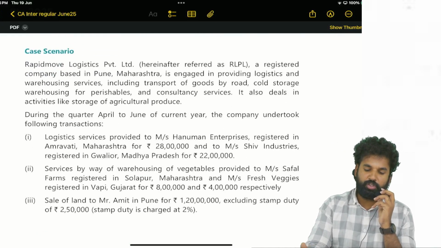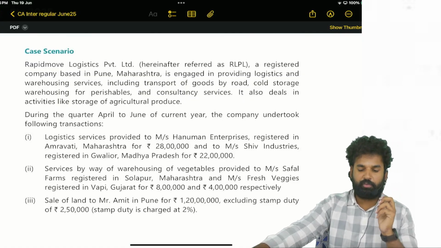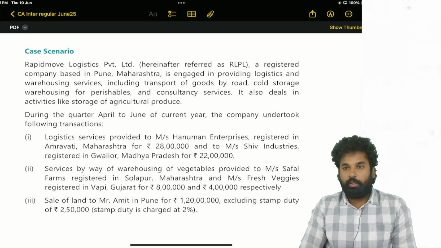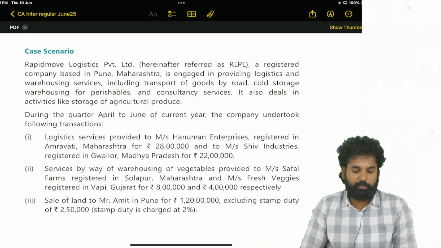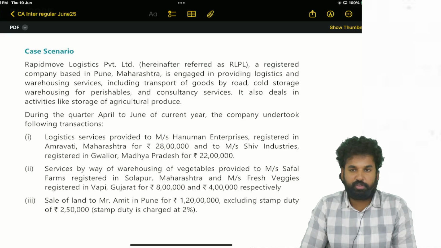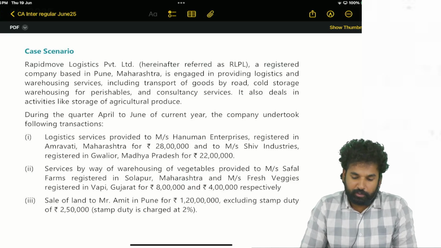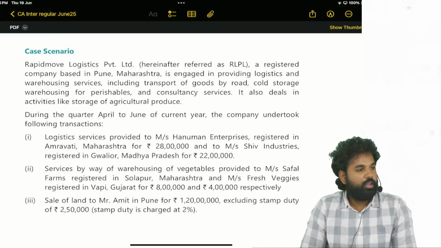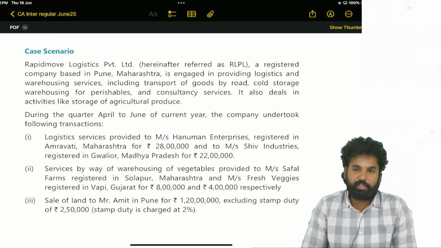Okay, Rapid Move Logistics Private Limited, hereinafter referred to as RLPL. See, case study question. RLPL, a registered company based in Pune, Maharashtra, is engaged in providing logistics and warehousing services, including transportation of goods by road, cold storage, warehousing for perishables, and consultancy services. It also deals in activities like storage of agriculture produce. During the quarter April to June of the current year, the company undertook the following transactions.